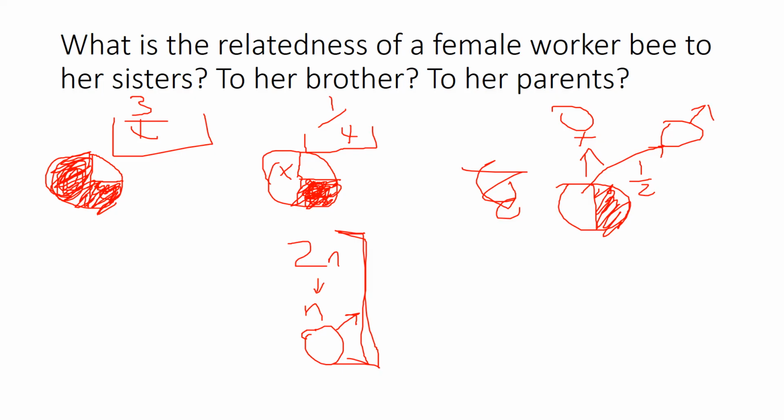So this is how related they are, and that was my explanation of why this helps to explain why we have eusociality.